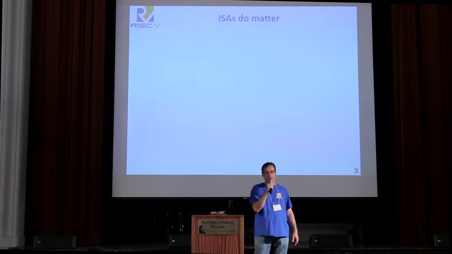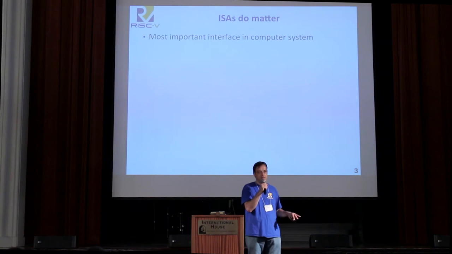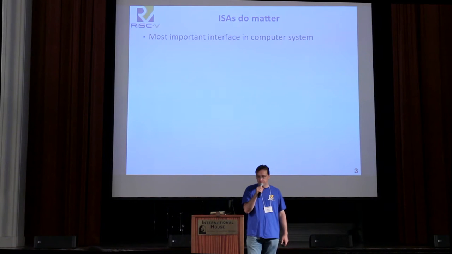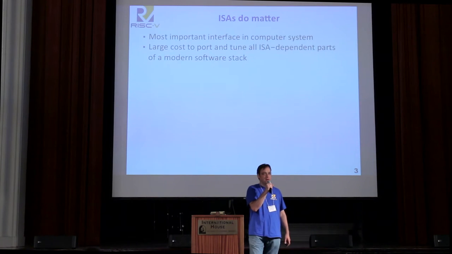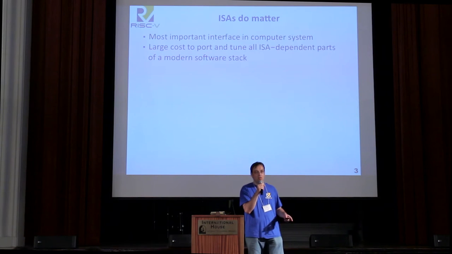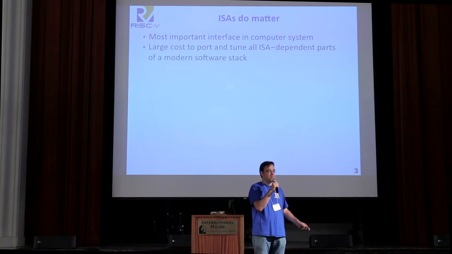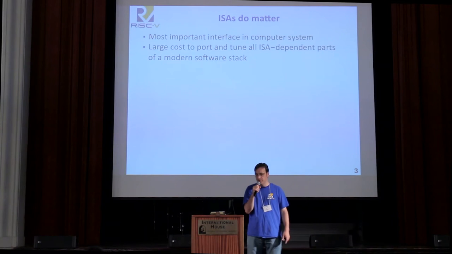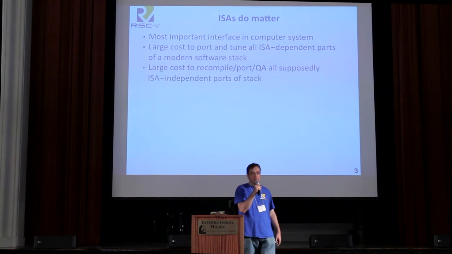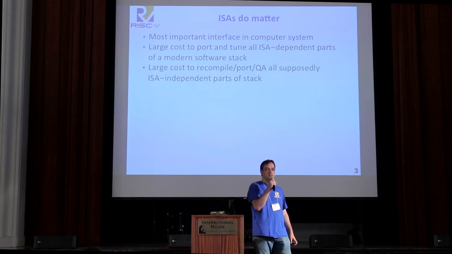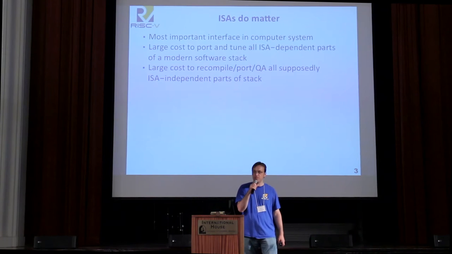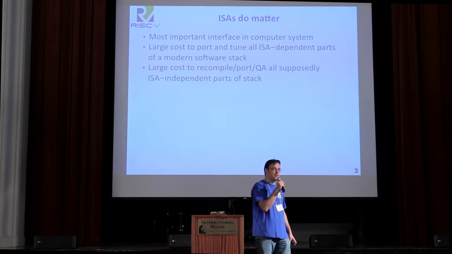So ISAs do matter because this is the most important interface in a computer system, right? This is where hardware meets software. And what you'll find if you try and change the ISA is that there's a big cost to port and tune all the ISA-dependent parts of a modern software stack, right? There's a large number of pieces there, things like the compiler and operating system. What you may not be aware of, if you haven't done this, is the large cost to port and recompile all the things that were supposed to be ISA independent but actually are not.